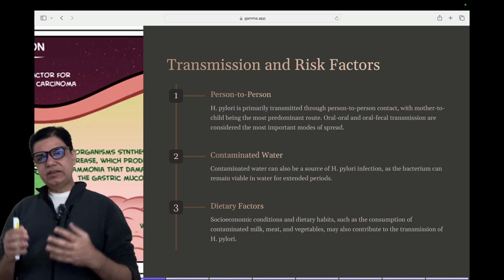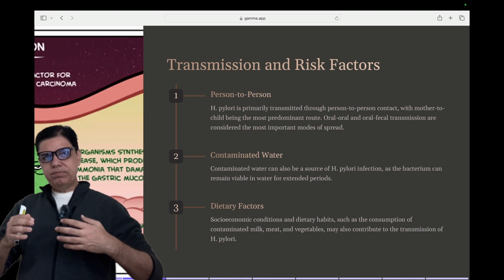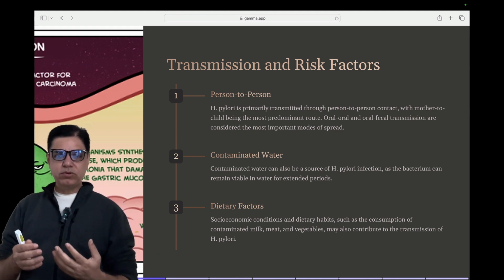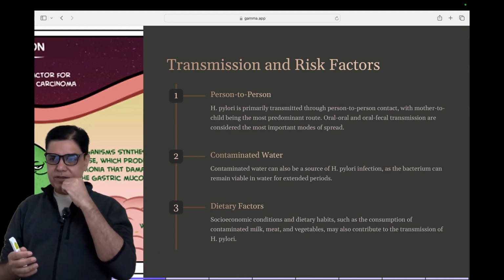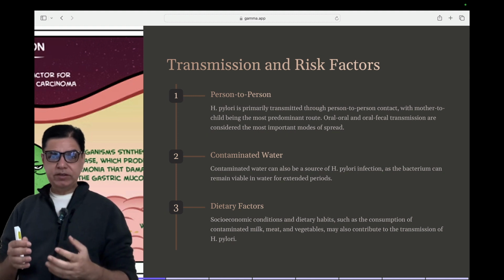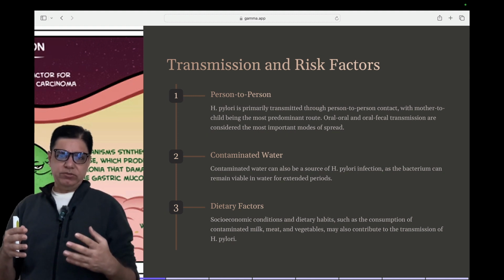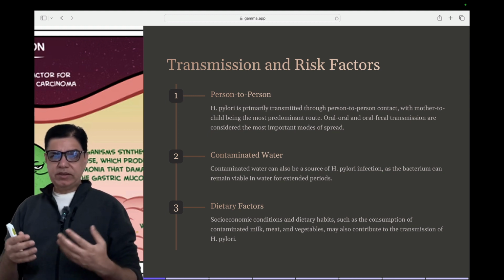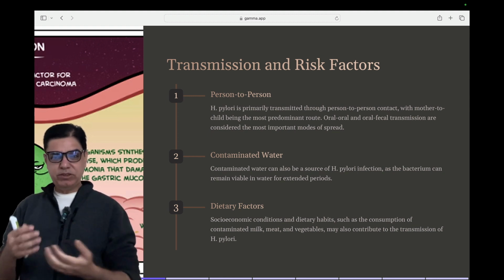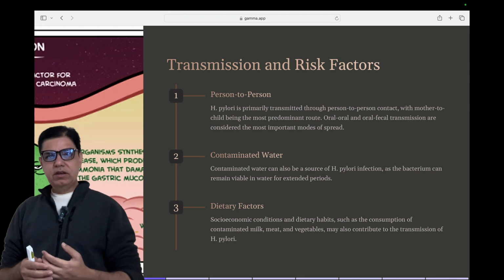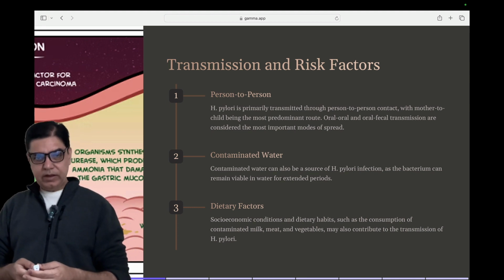They also think that contaminated water might play a role, because in most of the low-income countries, where we think the water channels are mostly contaminated, the prevalence is quite high. And they also think that to some extent dietary factors may be at play, for example contaminated meat, contaminated milk, vegetables, things like that. They might be responsible for causing the transmission.